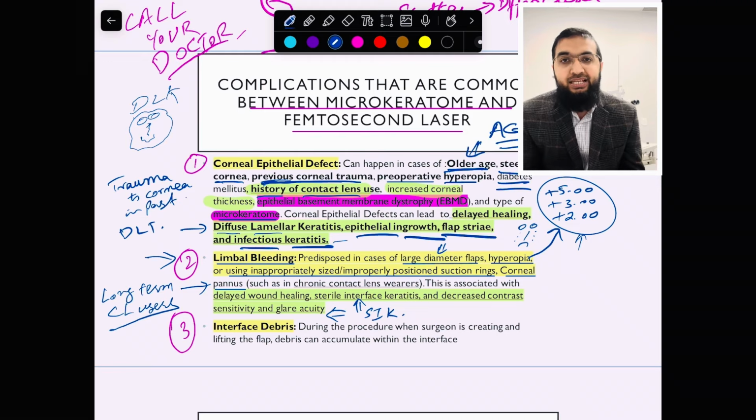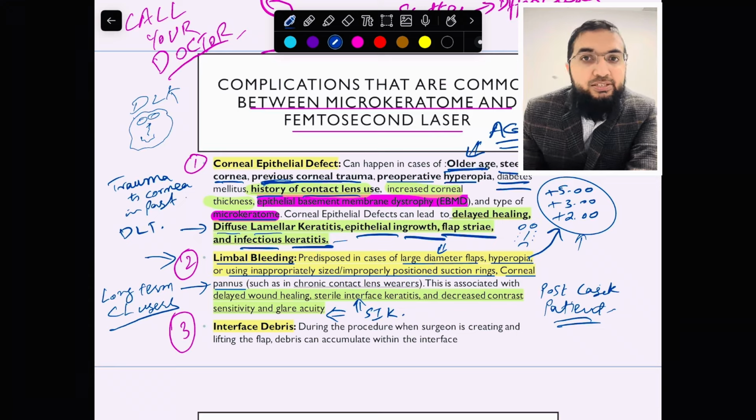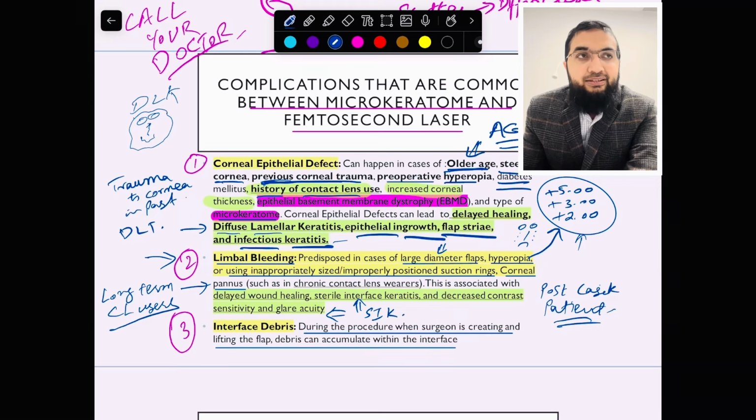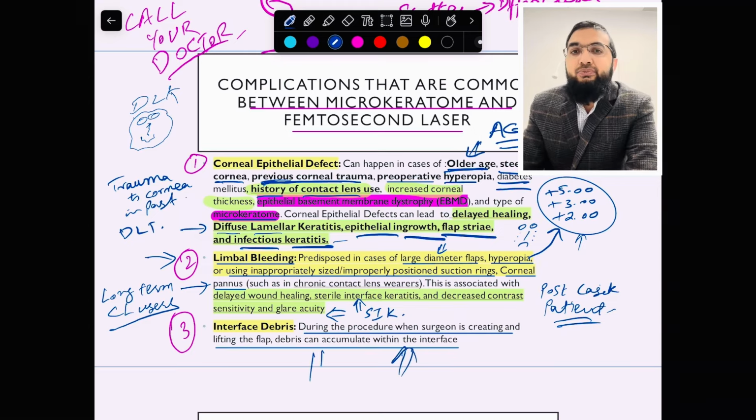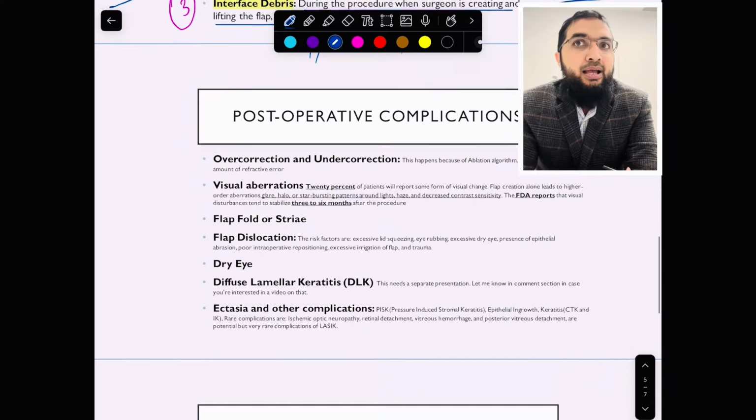When I have a post-LASIK patient, I make sure I look that there is no bleeding, because what if it's a sterile interface keratitis? What if it's a problem that can lead to decreased contrast sensitivity? So please be careful about those, and remember those predisposing factors as well. Interface debris during the procedure: when a surgeon is creating and lifting the flap, debris can accumulate within the interface. Usually it goes away on its own, but the surgeon has to be very careful, making sure that there is no leftover debris.